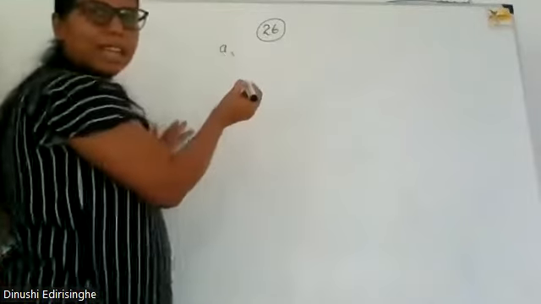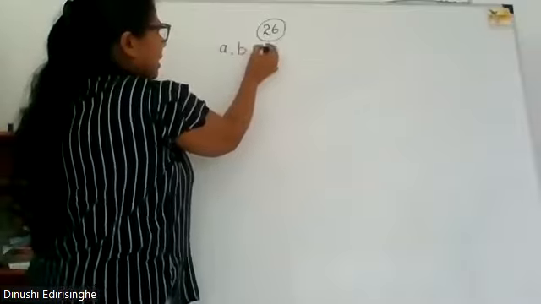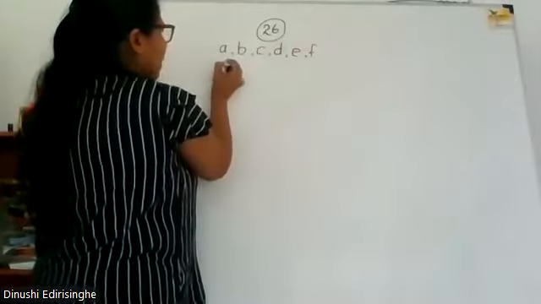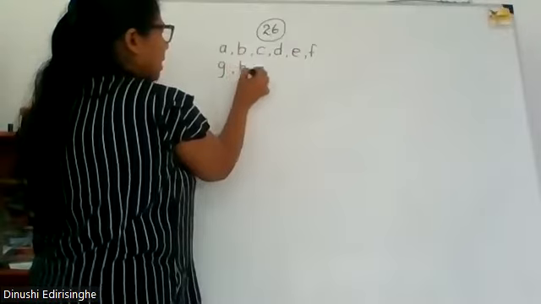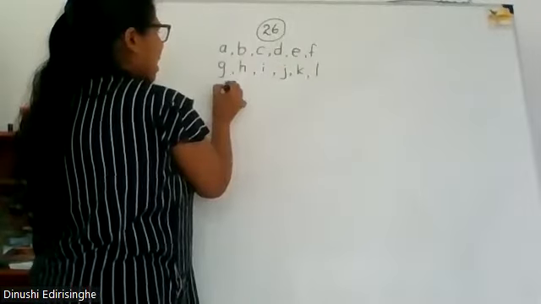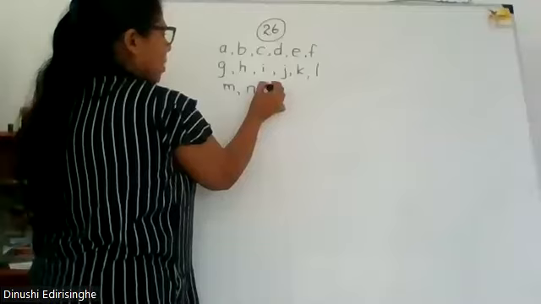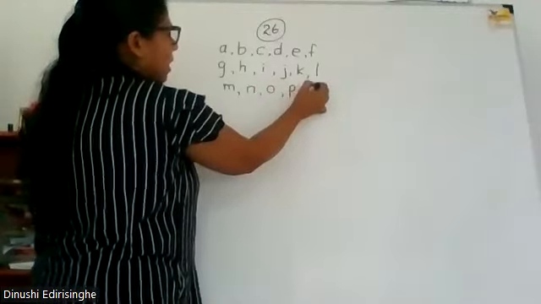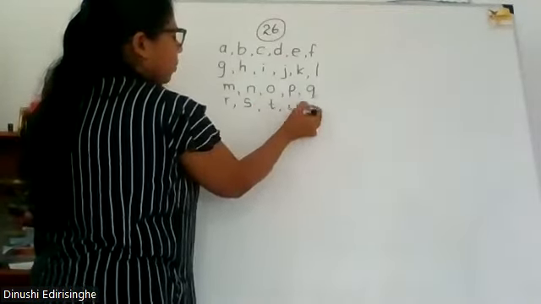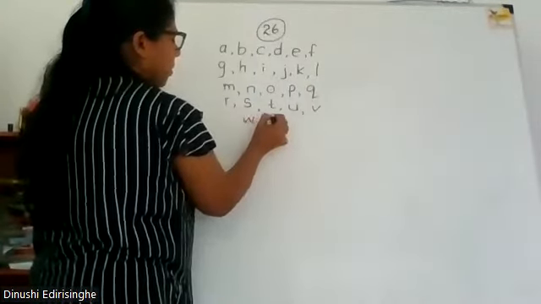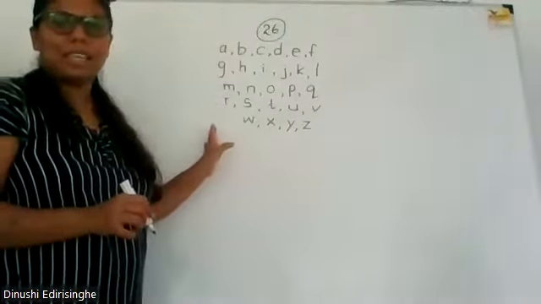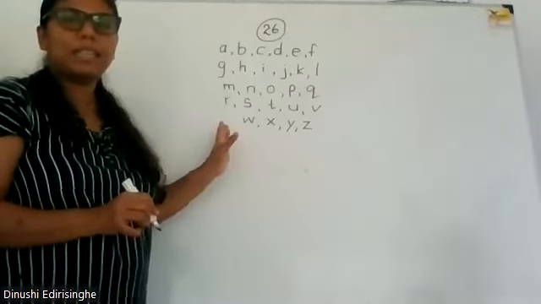A. Yes. B. C. D. E. F. G. Right. These are the 26 letters in English alphabet.